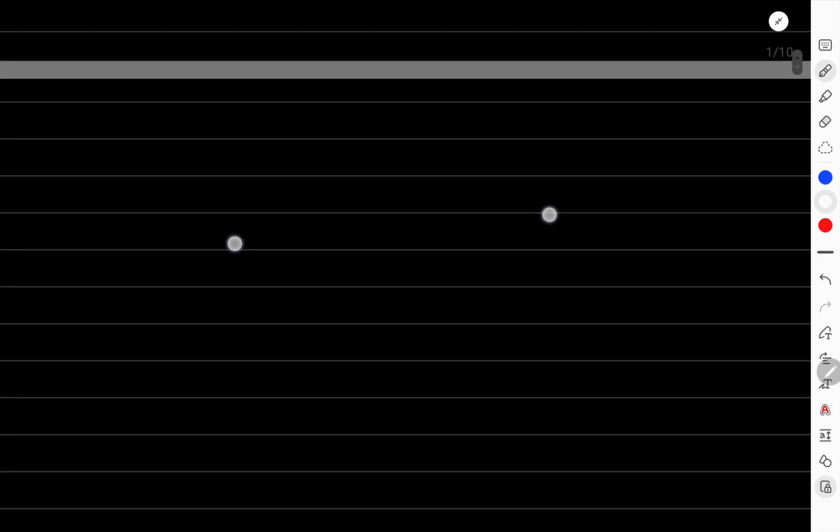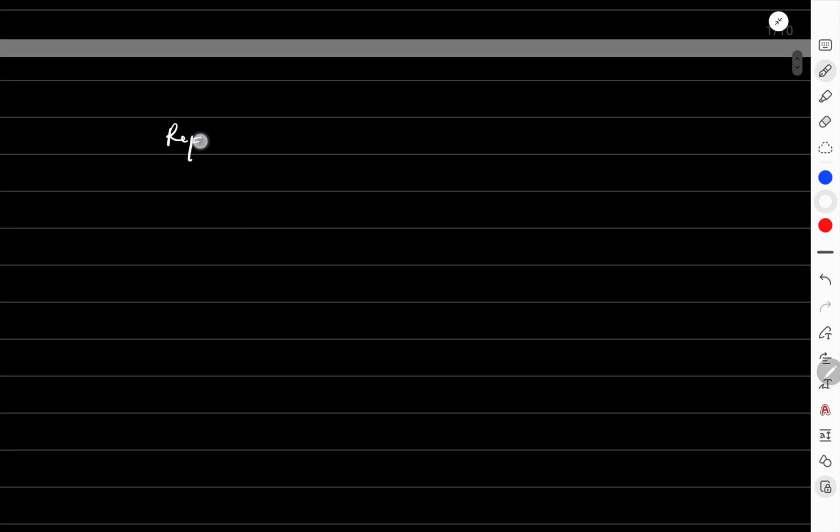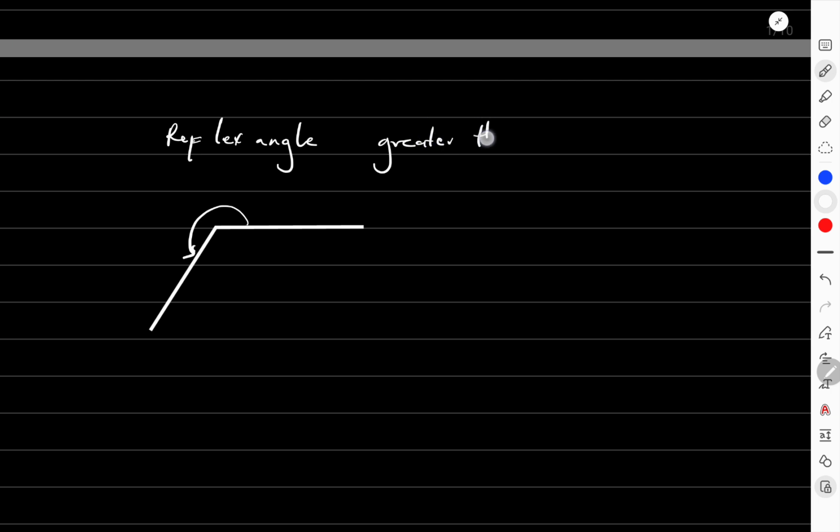We have a reflex angle. This is a kind of angle that is greater than 180 degrees, but less than 360 degrees. So it is drawn like this. It's an angle that is greater than 180, but less than 360 degrees. Let me just make something like this. That angle appears like this. It is greater than 180 degrees, but less than 360 degrees.